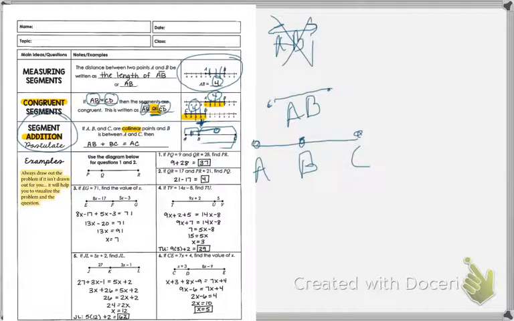For number 2, QR is 17. The entire distance, notice how it says PR, this is 21. They want to know how much is this little piece. Well, if this is 17 and the whole thing is 21, then all I'm going to do is 21 minus 17, and you get 4.